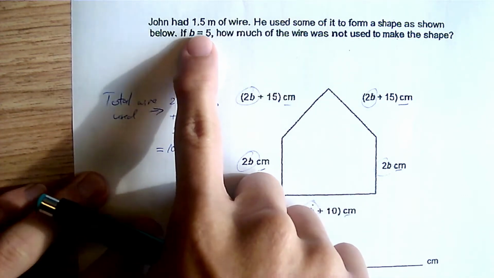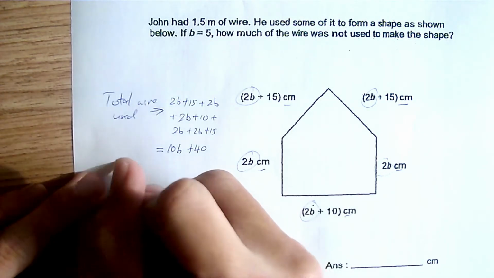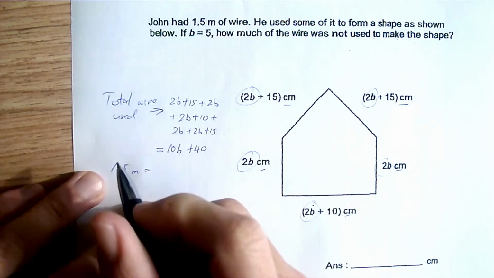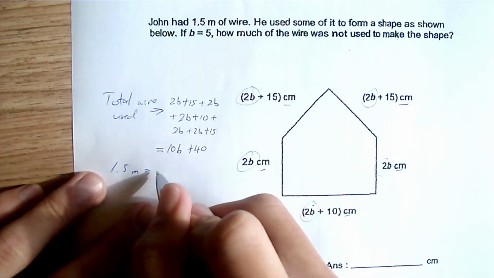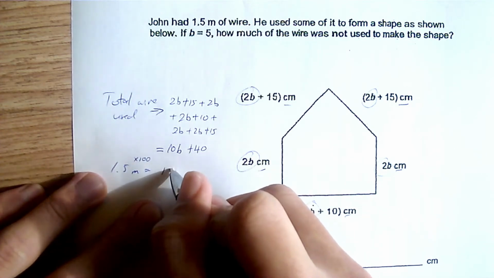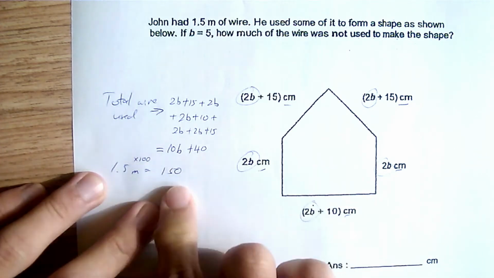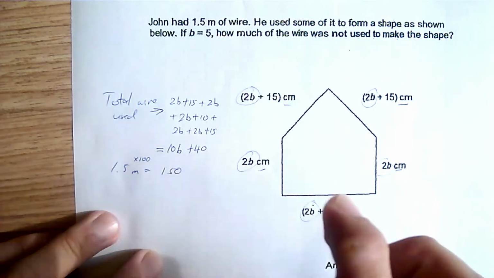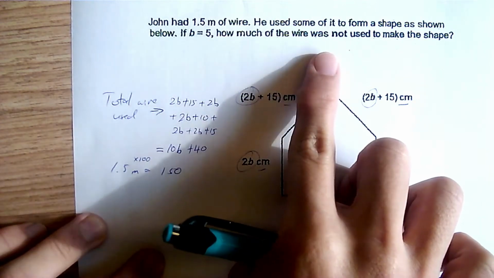Now, we must then change this 1.5 meters. Because this is units conversion, you don't have to put arrow, you can just put equal sign. So 1.5 meters converting to cm, right? You have to multiply this by 100, remember? After that, this will give you 150 cm. So we have to take 150 minus 10b minus 40. Now, so how much of the wire was not used?